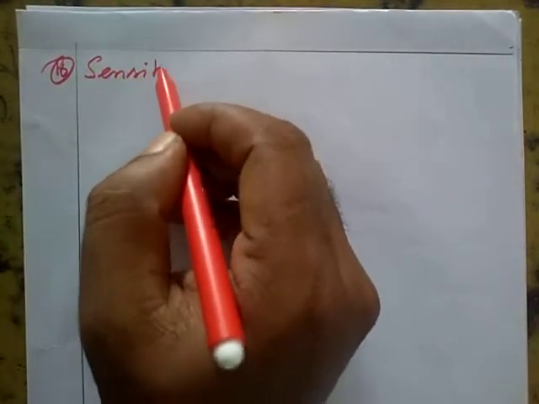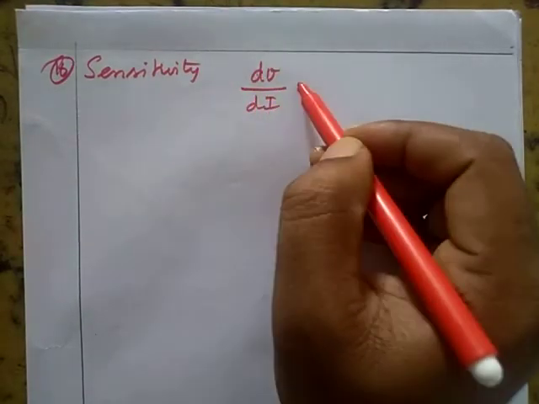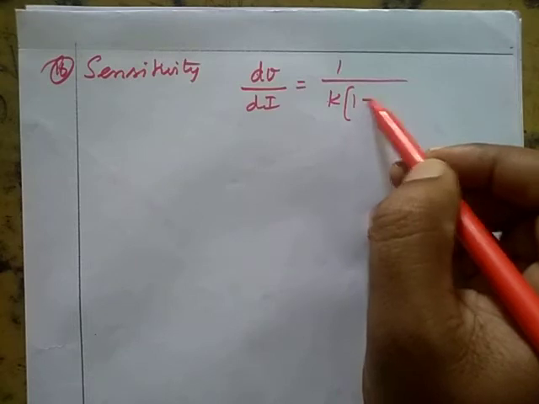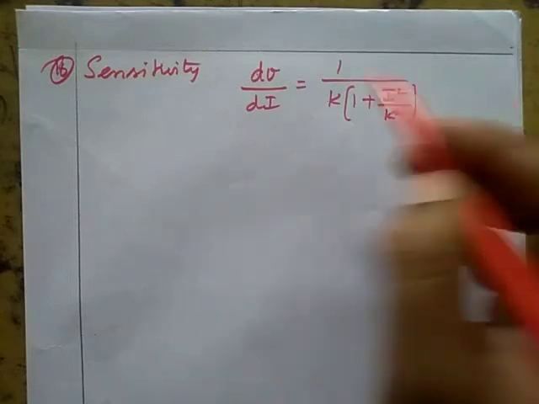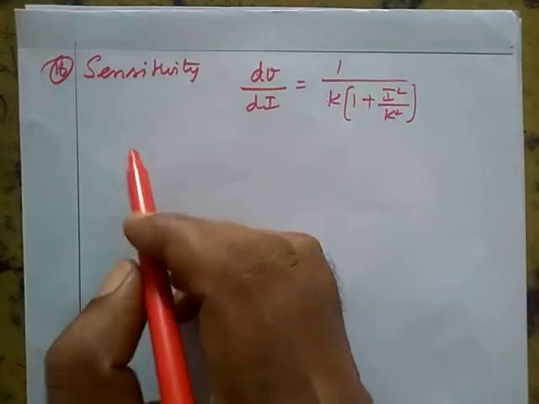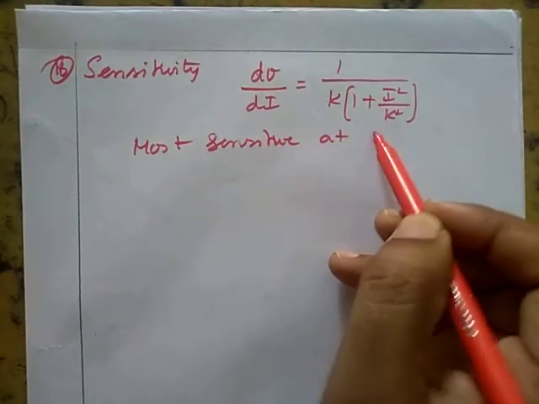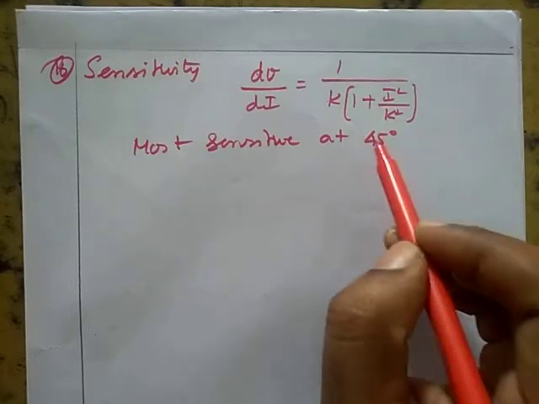Here let me see the current sensitivity of a tangent galvanometer. Sensitivity or current sensitivity is nothing but deflection per unit current. That is represented by the formula 1 by K into bracket 1 plus I square by K square. Then we know very well the tangent galvanometer will be most sensitive at 45 degrees. That's why we are considering the reading in between 30 to 60.